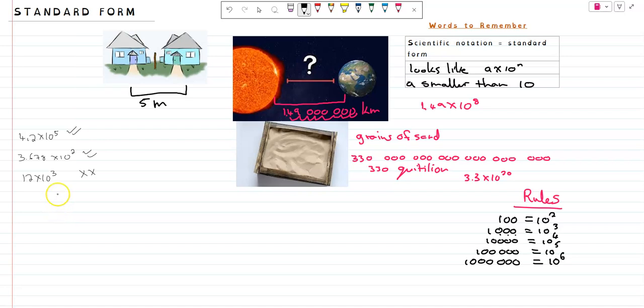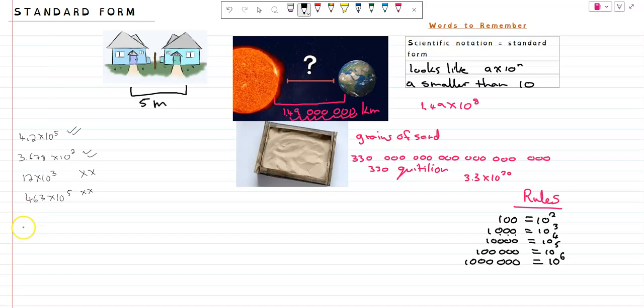Okay, then we have 463 times 10 to the power of 5. Does it look like this? Yes, it does. Is it smaller than 10? No, it's most definitely not smaller than 10, which means it's not standard form. Okay, so now let's write the following numbers in standard form.